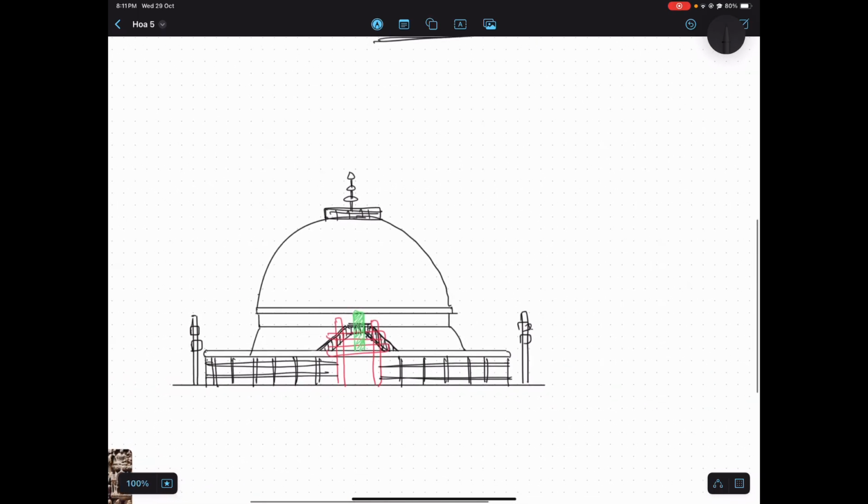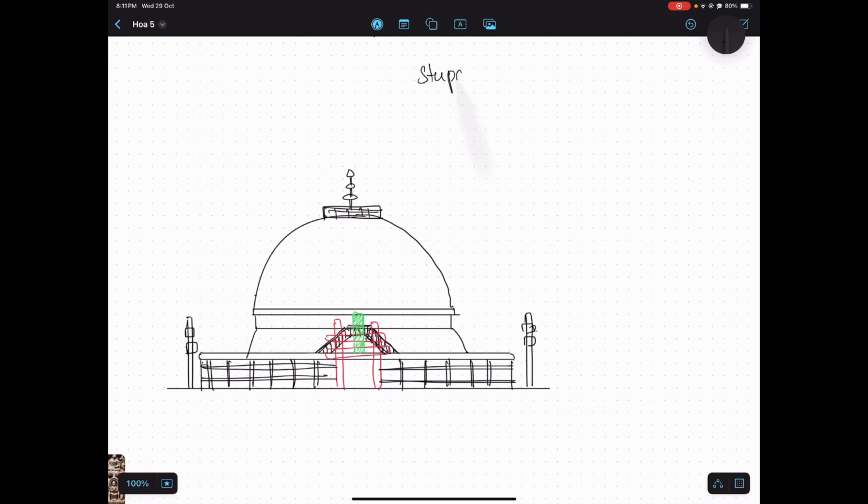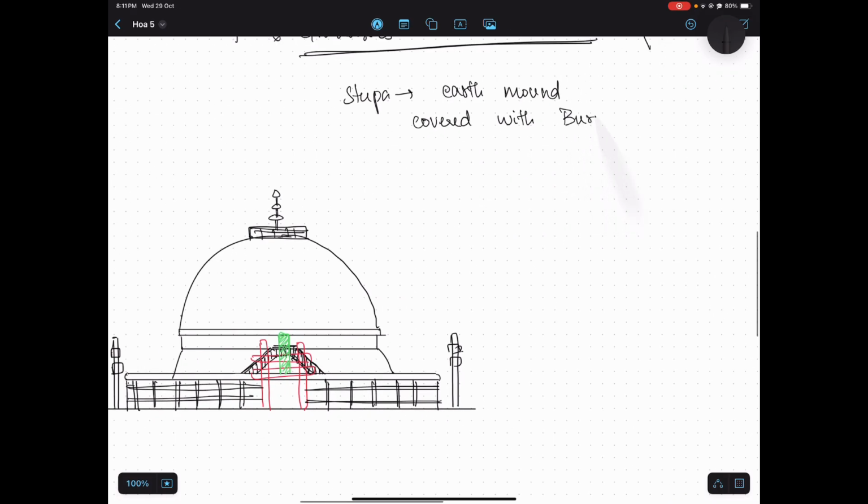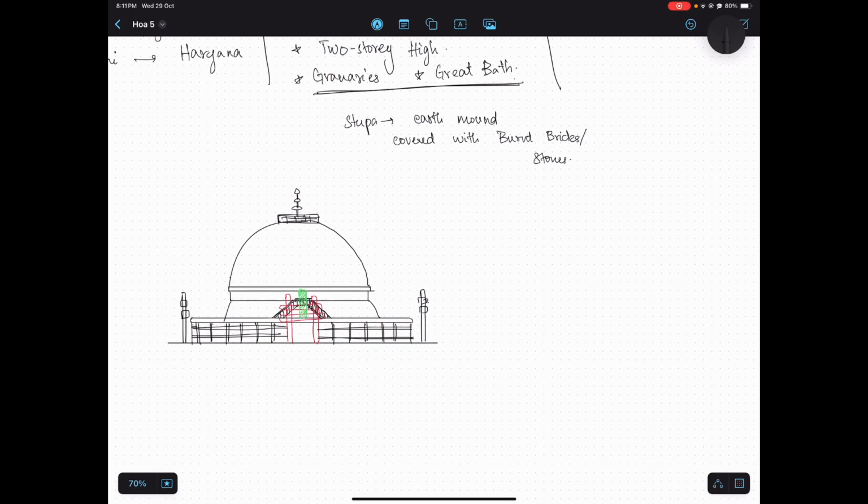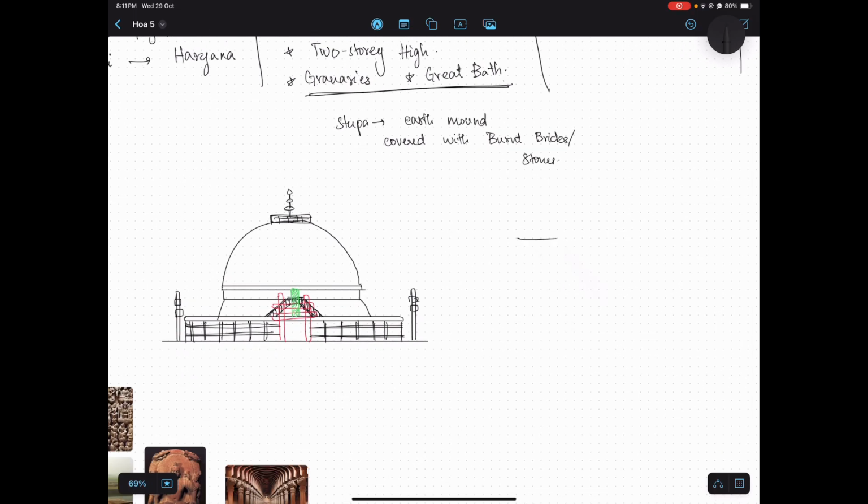So a stupa is an earth mound covered with burnt bricks or stones. So this is nothing but mud, earth. It's an earth mound, and on top of it bricks or stones were placed to form the stupa.